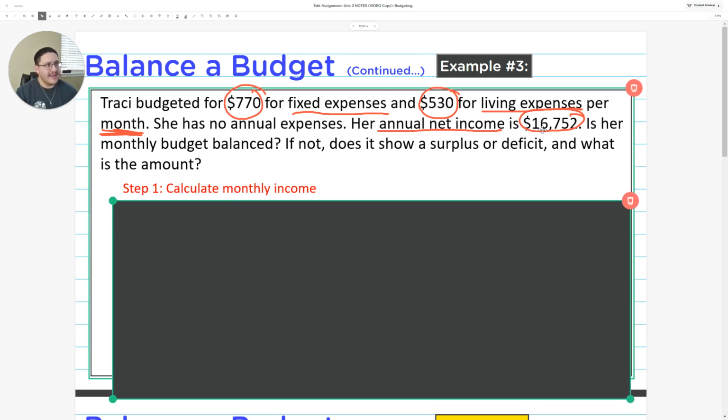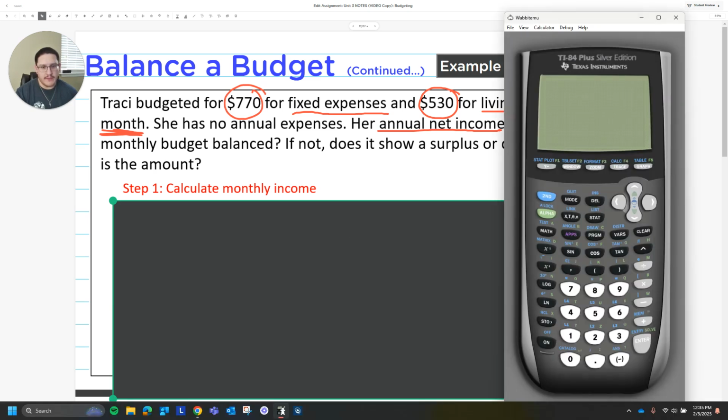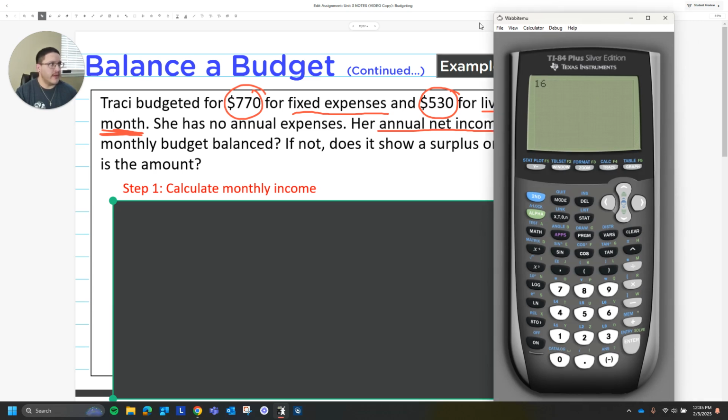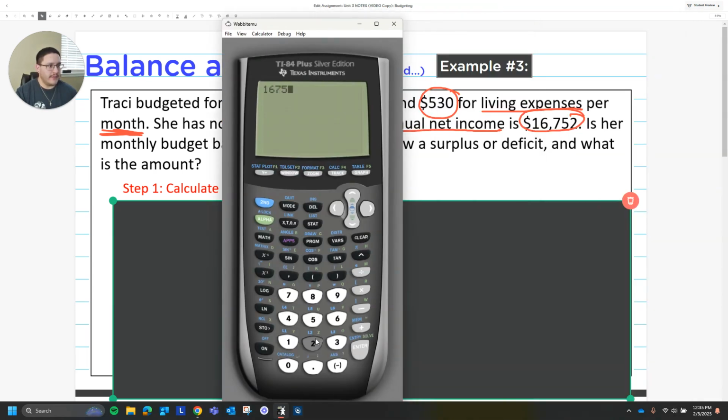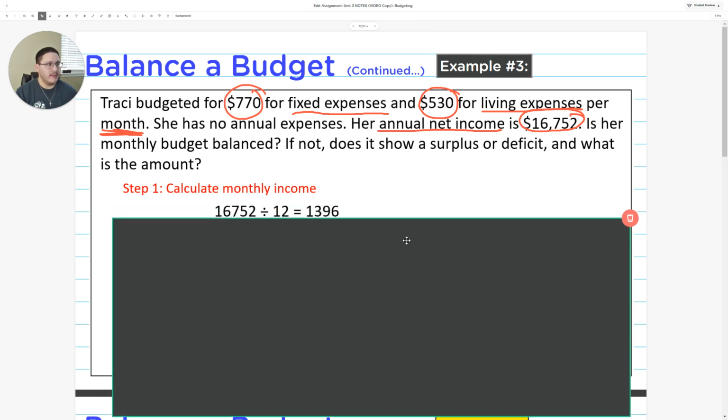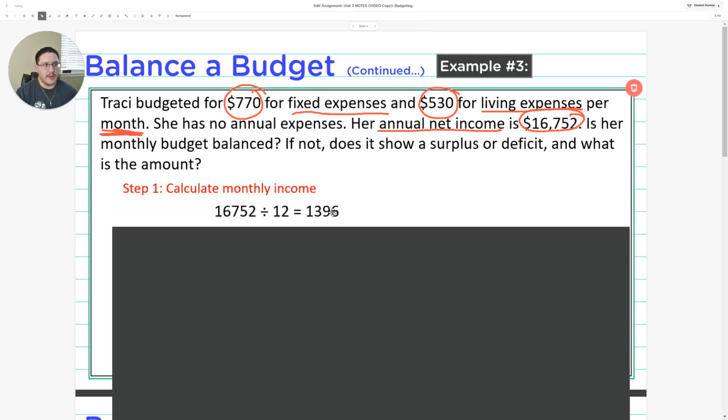Anyways, step 1, calculate the monthly income. We're going to take $16,752. Divide this by 12. And we get $1,396. So this is how much we make per month based on her annual net income.